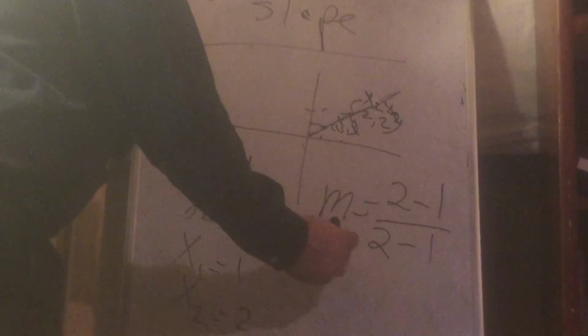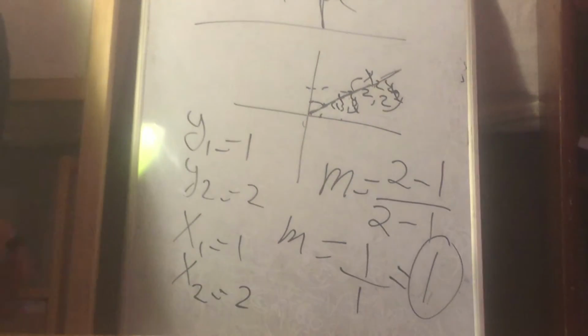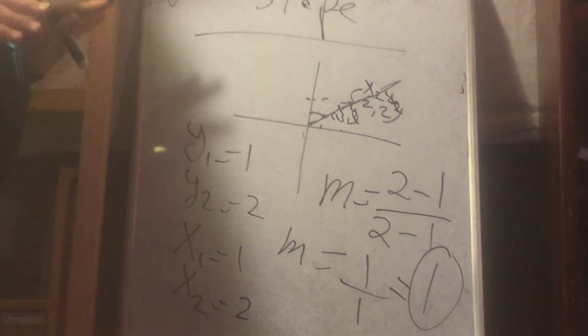So we have m is 2 minus 1, which is 1. So m is 1. That is the slope, 1. That's it. Very easy.